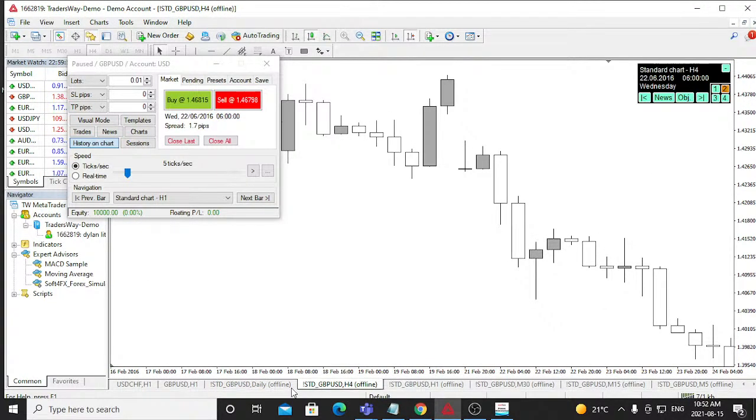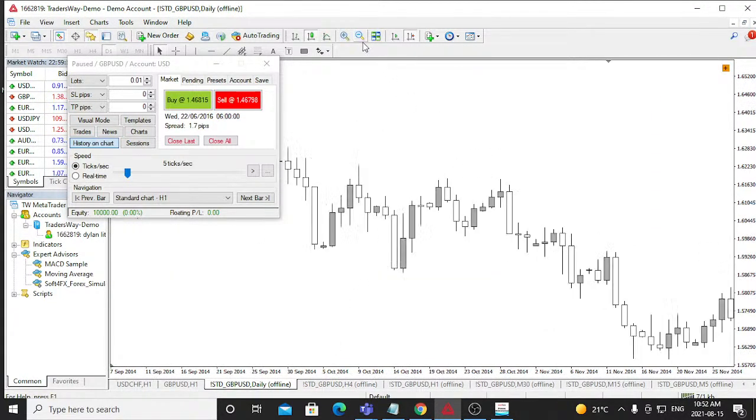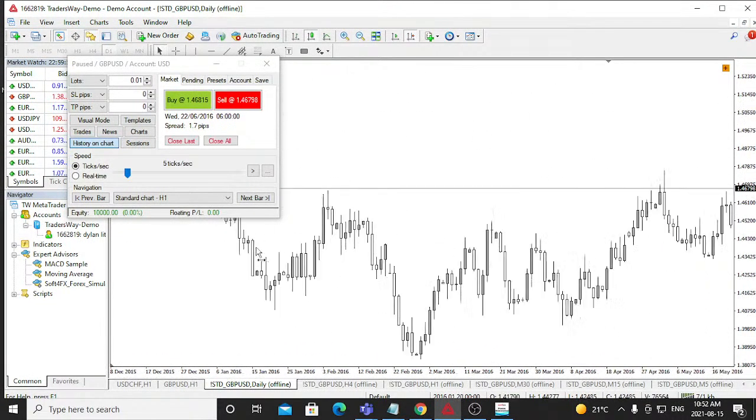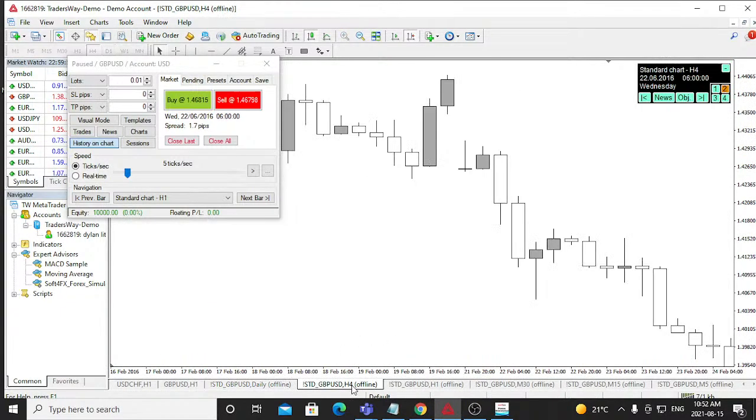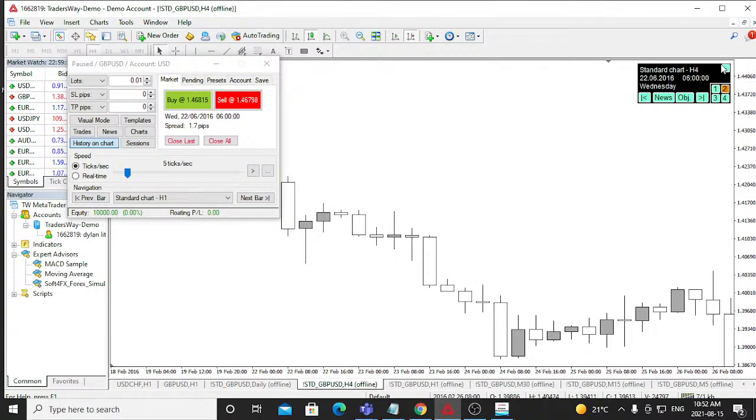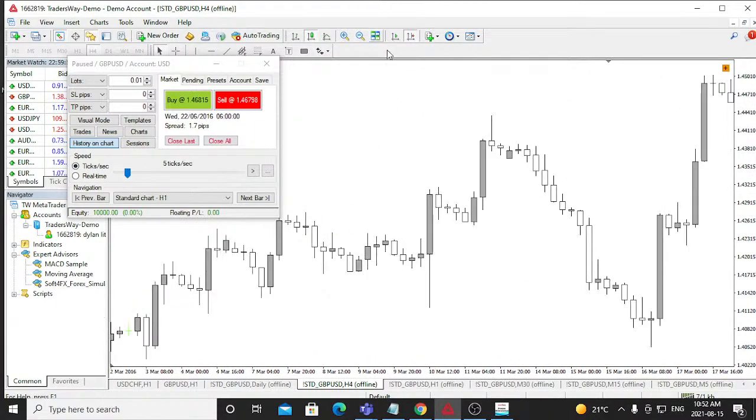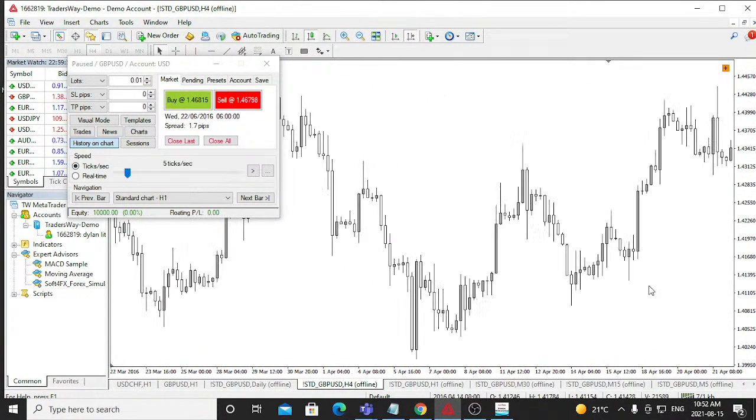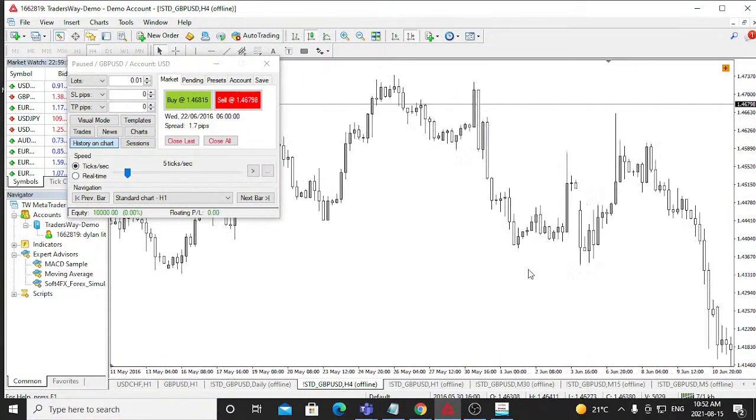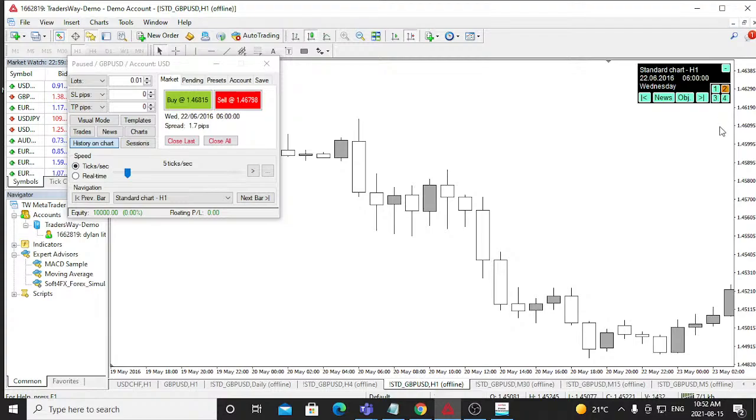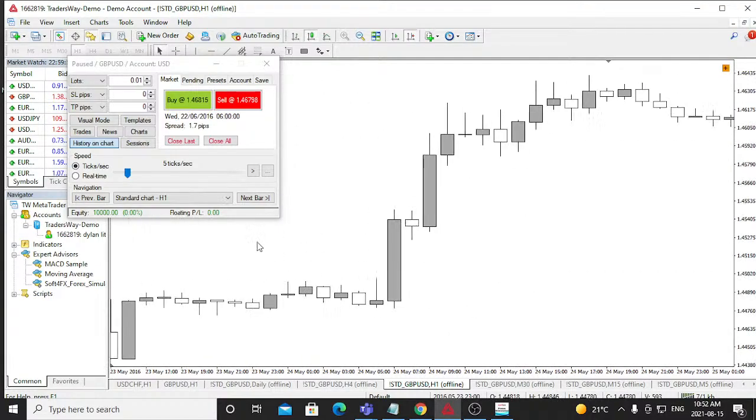So let's allow the simulator to start in a moment. And in a moment, we're going to be able to take a look into the higher time frames and lower time frames and just see where price is at right now and where price wants to go. We will be trading support and resistance today.